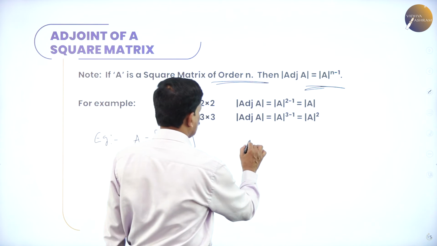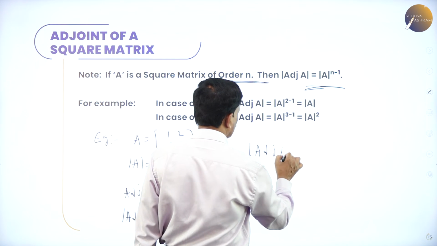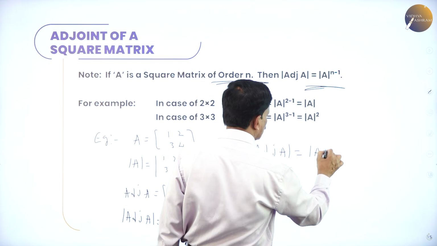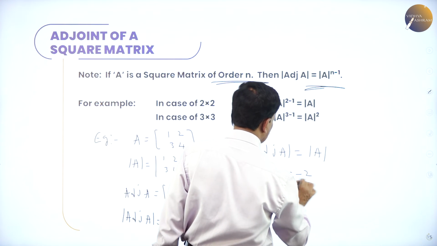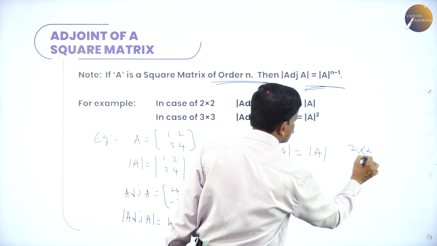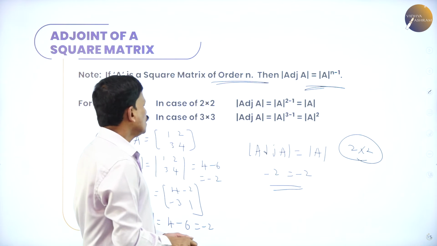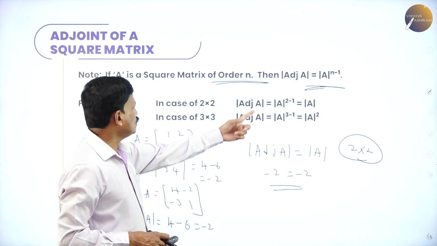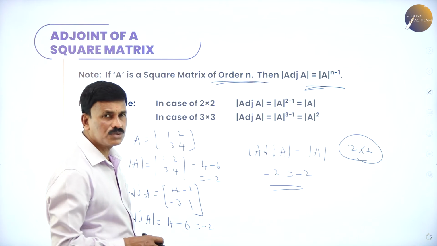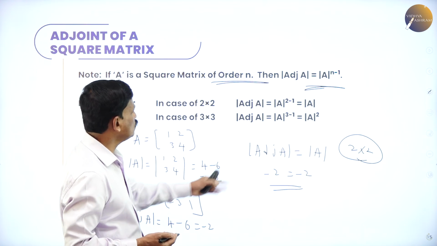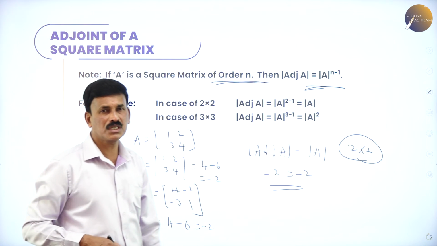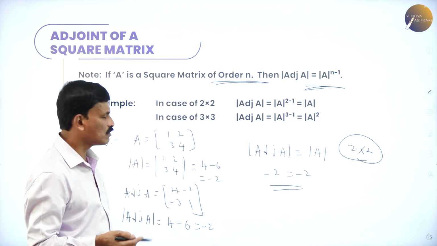See here. What is the determinant of adjoint of A? The determinant of adjoint of A and determinant of A are both minus 2 for 2 rows 2 columns. That means determinant of adjoint of A is equal to determinant of A for 2 rows and 2 columns. For 3 rows and 3 columns, it becomes determinant A square. Okay, this is a very important concept.